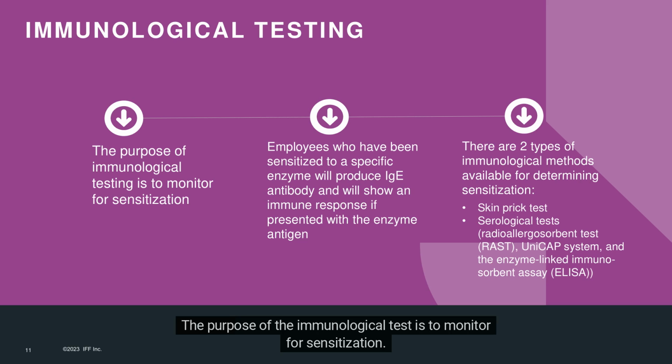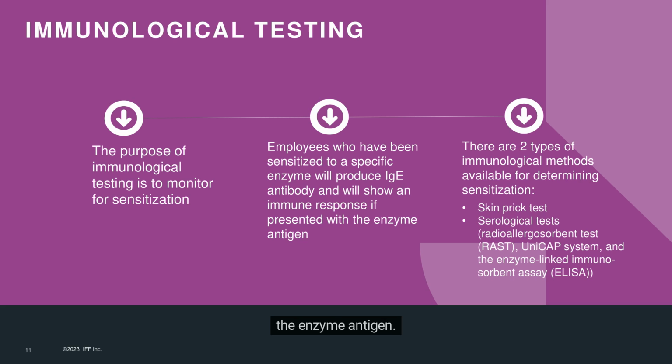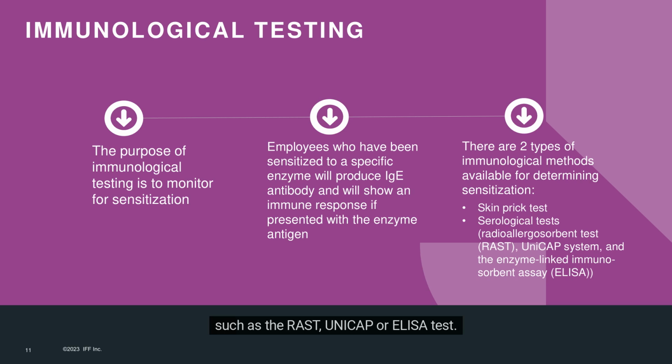The purpose of the immunological test is to monitor for sensitization. Employees who have been sensitized to a specific enzyme will show an immune response if presented with the enzyme antigen. There are 2 types of immunological tests that are available for determining sensitization. The first is the skin prick test, which is a common allergy test, and the second is a serological test such as the RAST, UNICAP, or ELISA test.